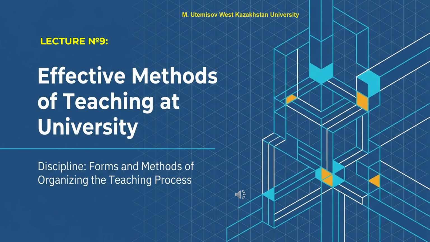Good day. Today's lecture is devoted to effective methods of teaching at university. This topic is of particular importance because university instruction must do more than transmit information. It must also organize thinking, guide intellectual independence, and prepare students for professional action. Therefore, the question of method is not secondary. On the contrary, it determines how knowledge is presented, how it is assimilated, and how it is later applied in academic and professional contexts.